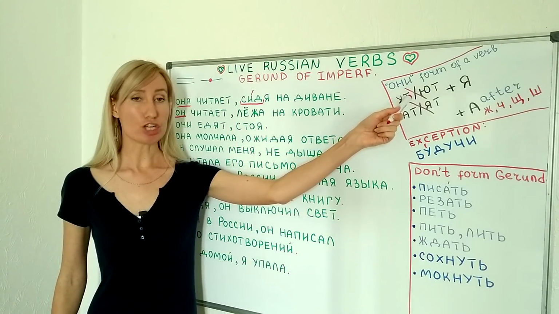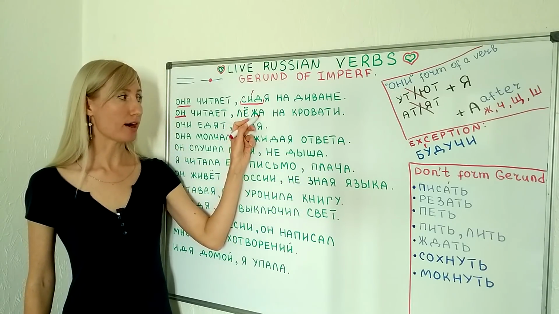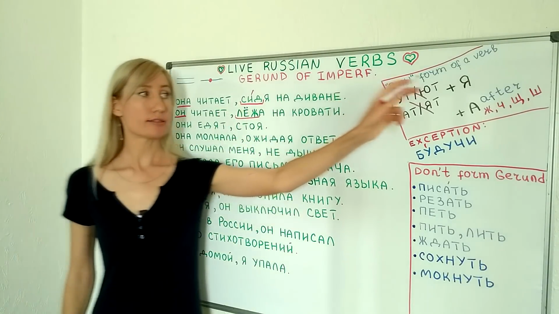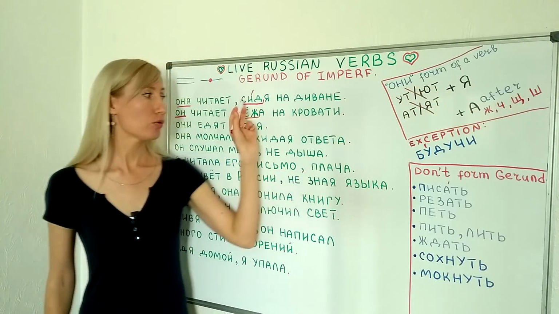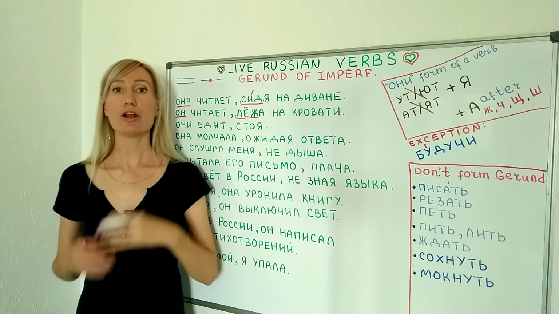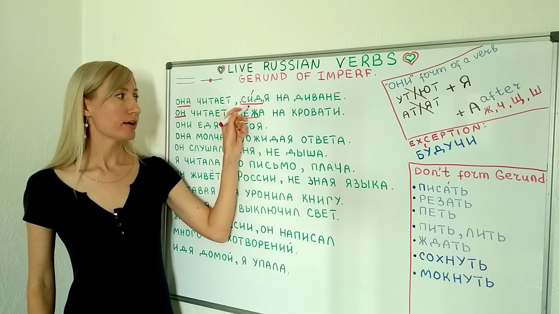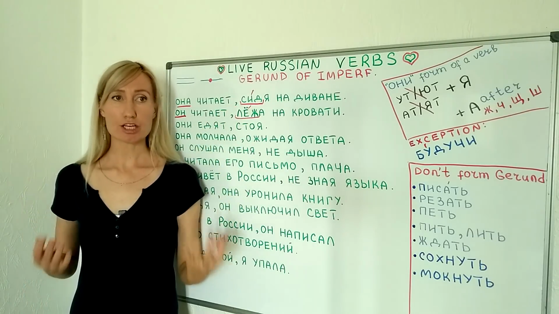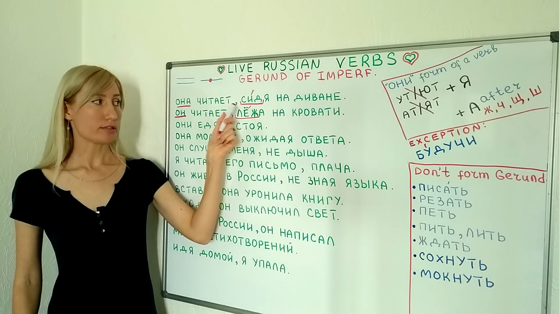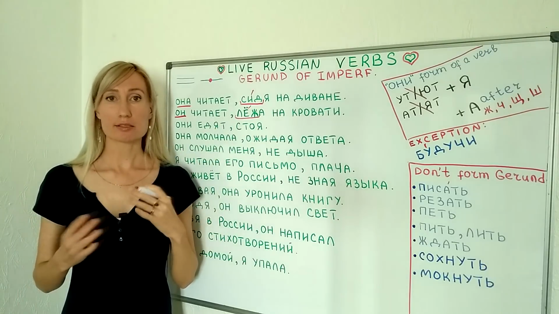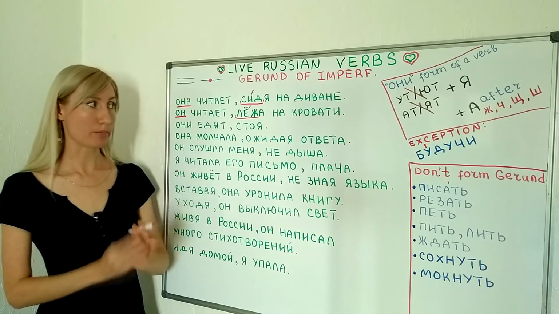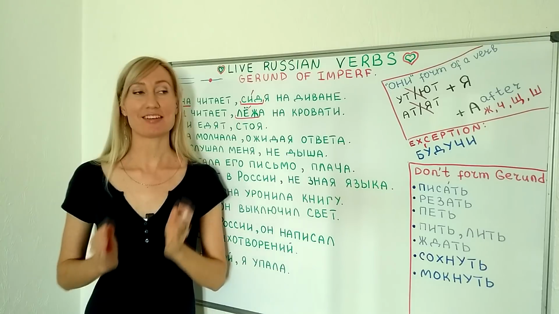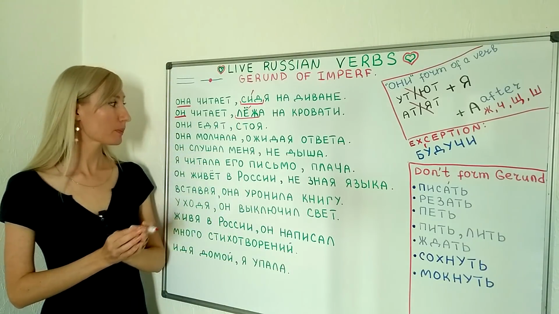Они лежат. Лежат, ат we remove, and seeing this letter ж, we add а and not я. Лёжа. In this case, we don't say лежа, we say лёжа. It's a rare case when we replace е with ё. It happens, just remember, while lying, we say лёжа.